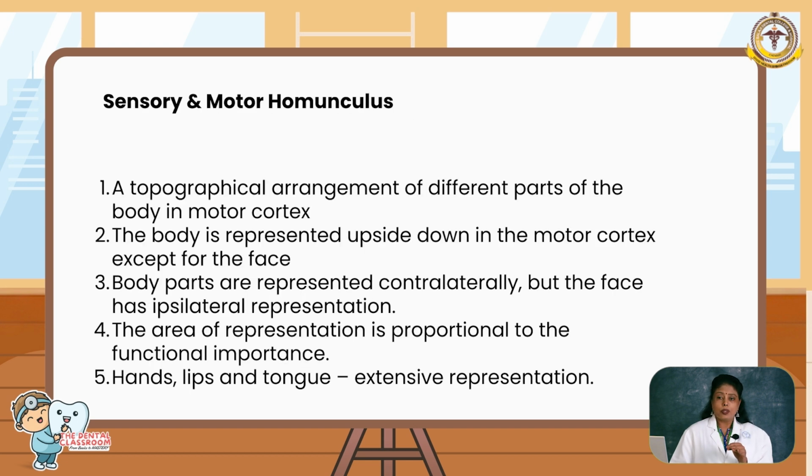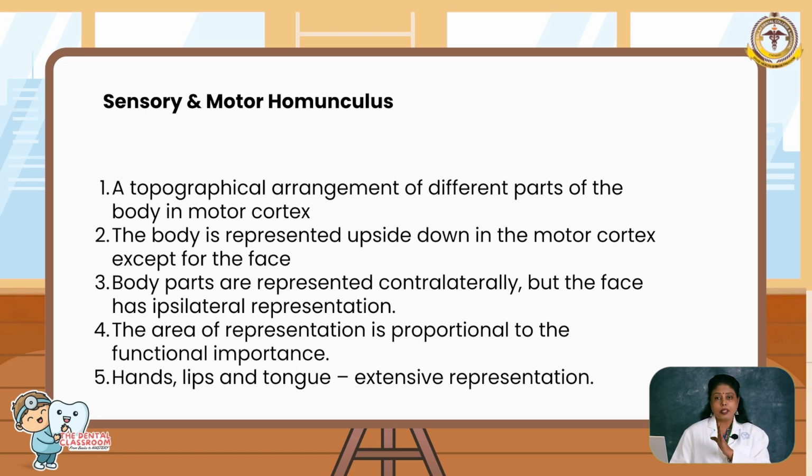Let us finish the class with the homunculus. There are two types of homunculus, sensory and motor homunculus. Homunculus is a topographical arrangement of different parts of the body in motor cortex. The body is represented upside down in the motor cortex and also represented contralaterally in the brain, whereas face will be represented in the same side as well as in the straight form.